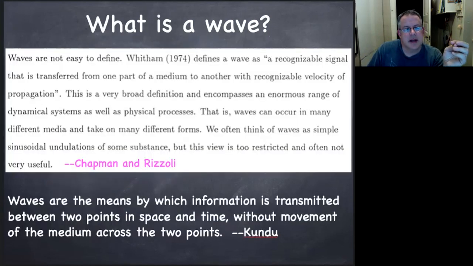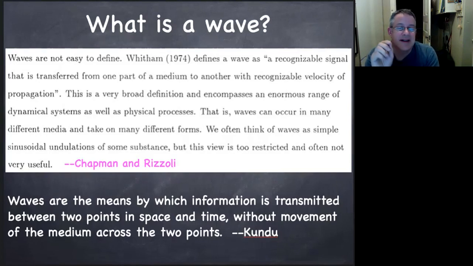Okay, let's jump back to what is a wave. So Whitham has this famous book on waves, where he defines it as a recognizable signal that's transferred from one part of the medium to another with a recognizable velocity of propagation. That's pretty broad, but it certainly covers sound waves and water waves and that kind of thing. But waves can occur in lots of different types of media, taking lots of different forms. Kundu has a little bit of a simpler definition, which is waves are the means by which information is transmitted between 2 points in space and time without the movement of the medium across the 2 points. I would say without the movement of the medium across the 2 points necessarily.